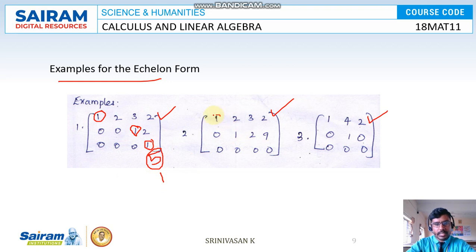So here also the second condition is met, the first non-zero entry is 1. Here there is no non-zero entry, so this is also correct. Here this is 1 and here 1. Here there is no 1, so this is also correct.